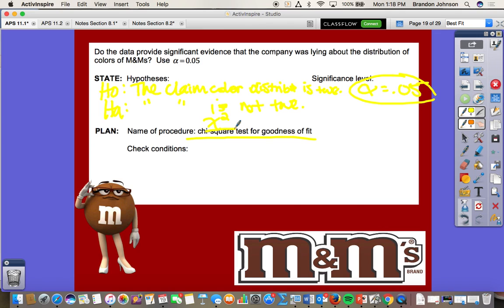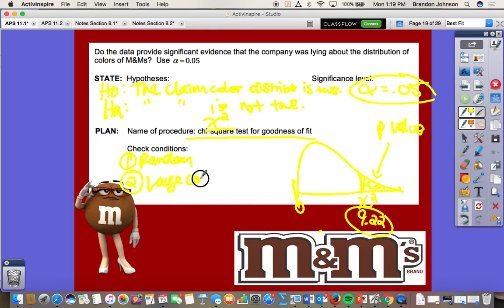I would also recommend that, in the plan phase or the do phase, you put that picture of a skewed right graph with your chi-squared value, which was 9.22, down below, and understand that that right there is our p-value. Notice it always starts at 0 because these are always positive values. What are the two conditions we need? Random and large counts. Why large counts, not normal? Because the chi-squared isn't normal. Correct, it's not a normal graph. All we need are those two.